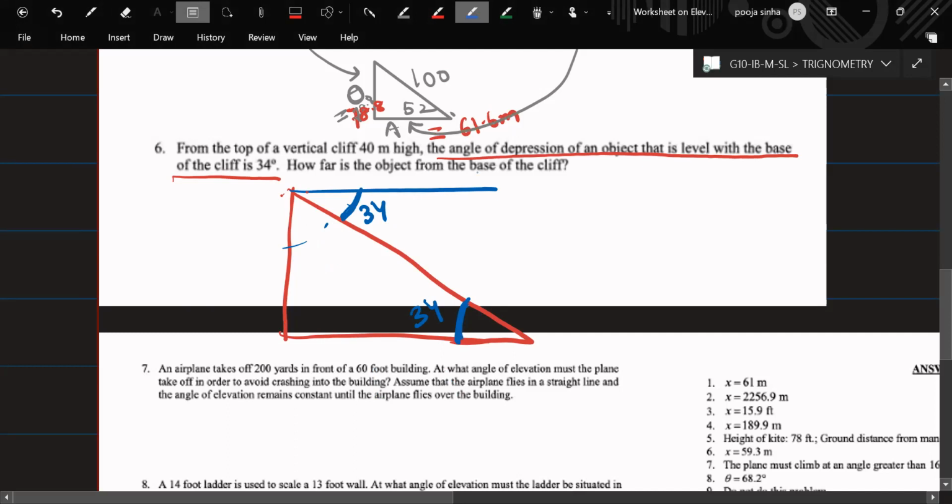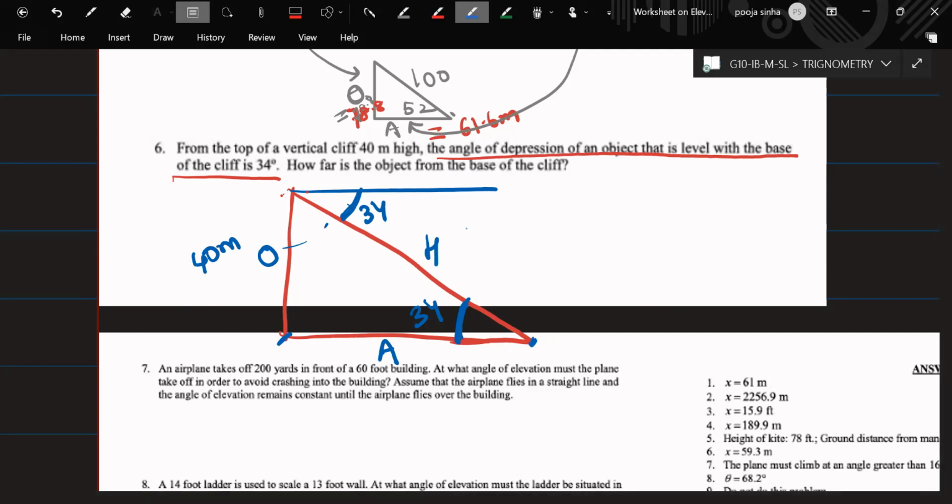How far is the object from the base of the cliff? So this is the base of the cliff and this is the object, right? So what are we supposed to find? A. Opposite is how much? Miss, we want to find hypotenuse. We want to find how far the object is from the base of the cliff. Adjacent, right? Base of the cliff.